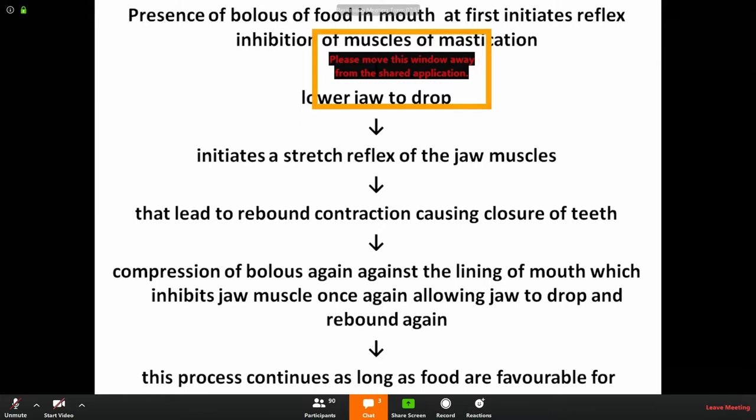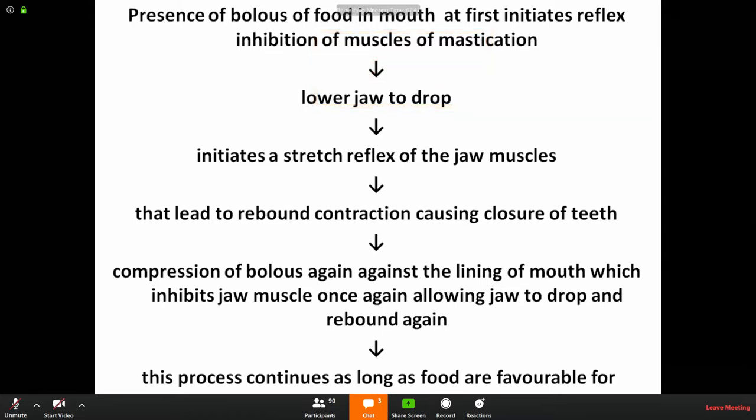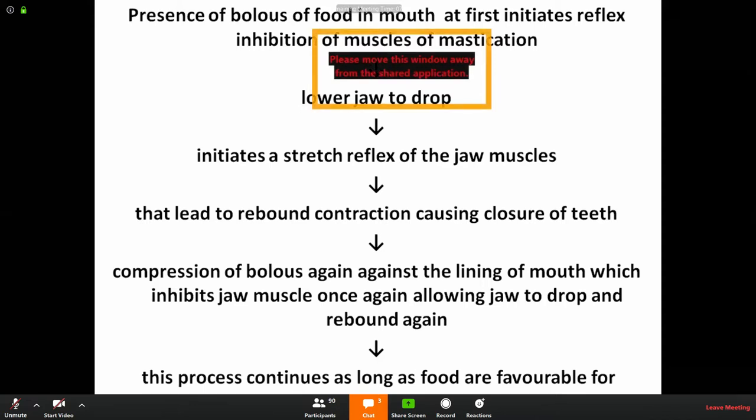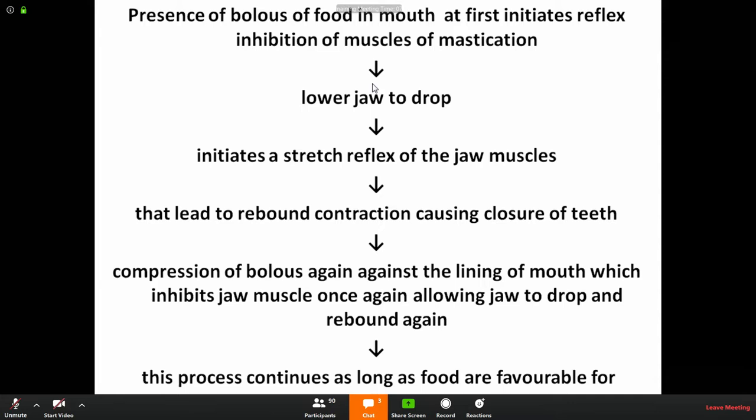The jaw muscles initiate the stretch reflex, due to which there is rebound contraction of the muscles of mastication to cause closure of the teeth. Whenever the teeth are closed, there is compression of the bolus against the lining of the mouth, and whenever it touches the lining of the mouth, there is again inhibition, and the lower jaw drops downwards again. The stretch reflex is generated again, and this process continues until the food is favorable for swallowing.